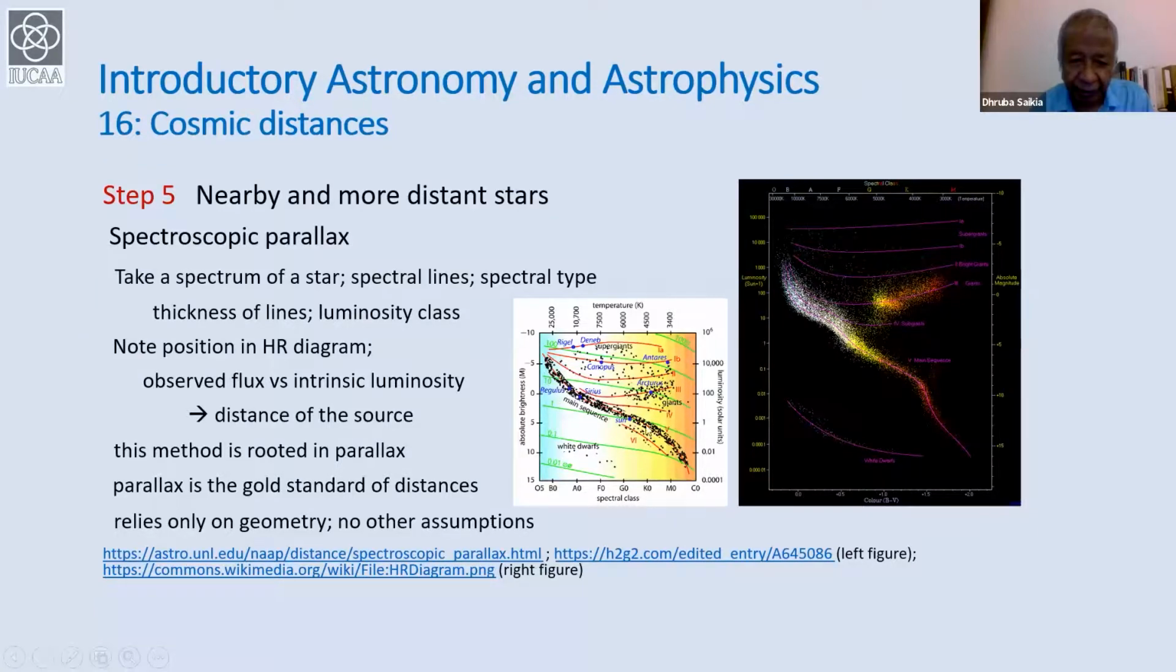But to initially establish this main sequence over here, to calibrate it in an absolute way, I do need to know the distance by some other means. So parallax has been the gold standard of distances. It relies on geometry, and there is no other assumption over here. So once you have a calibrated HR diagram using distances such as parallax, then you can use what is called spectroscopic parallax, but it's not really parallax in the sense that we have discussed.